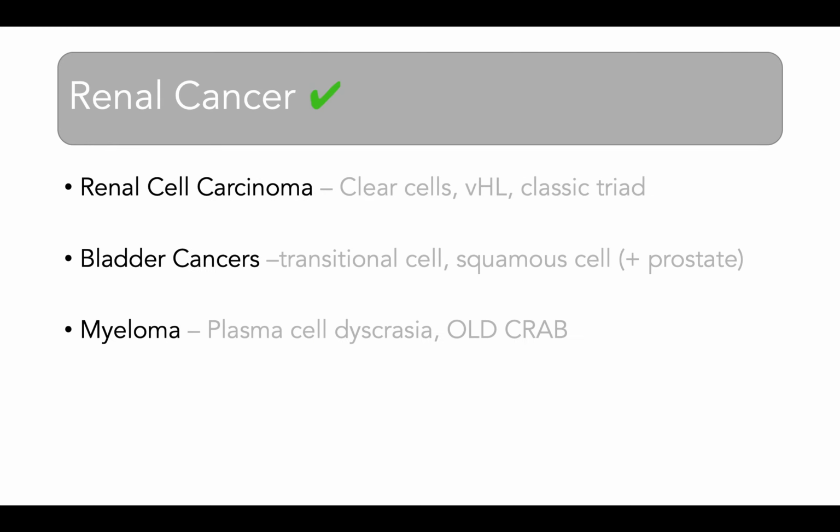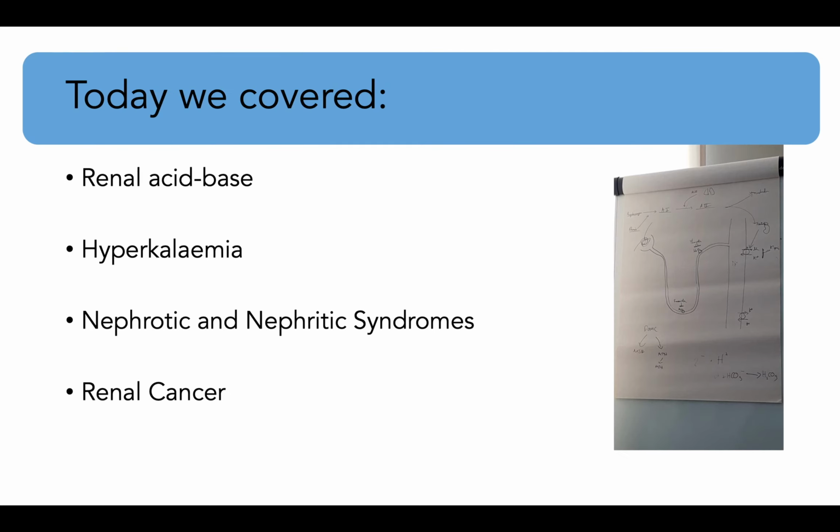All right, so that was renal cancer. So we looked at renal cell carcinoma, how it's derived from clear cells, is a feature of von Hippel-Lindau and tuberous sclerosis, and we looked at the classic triad. And then bladder cancers, we looked at transitional cell, squamous cell, and we also even looked at prostate cancer as part of urology. And then myeloma, we talked about what it means to be a plasma cell dyscrasia and the clinical features, which can be remembered by this mnemonic, OLD CRAB. And that's everything. So well done, everyone. Thanks for sticking with me.